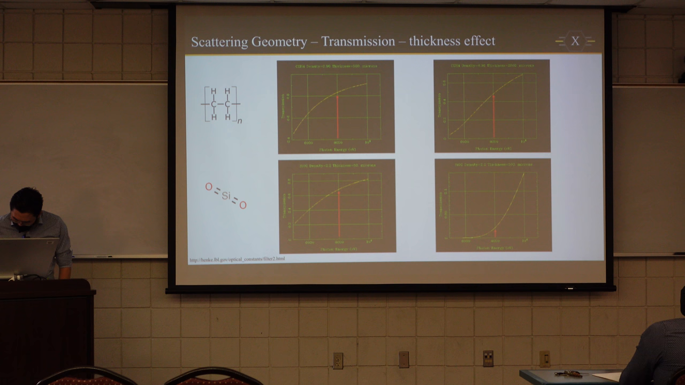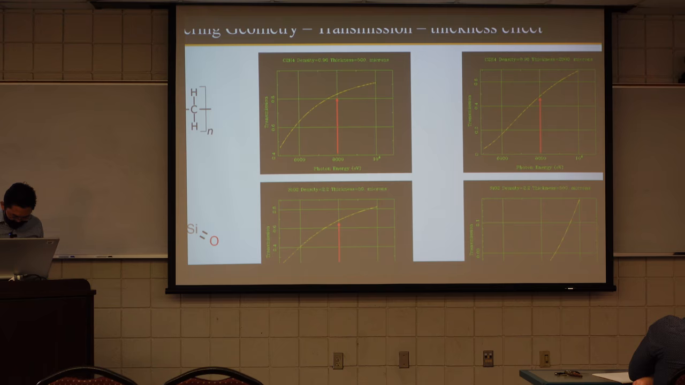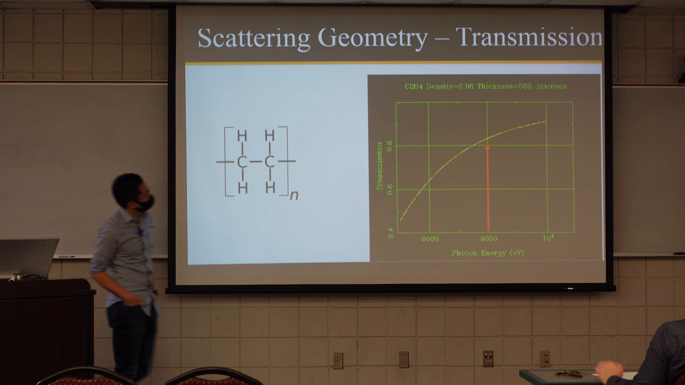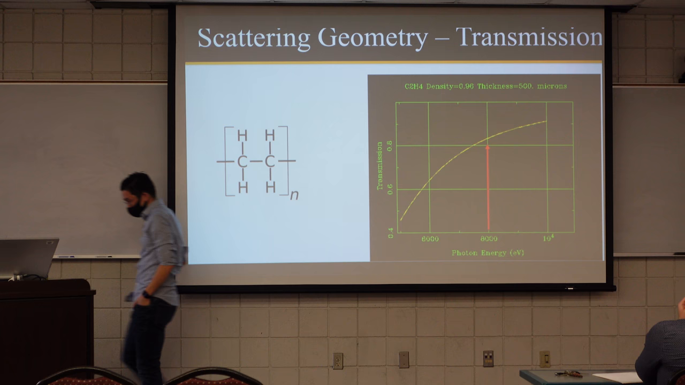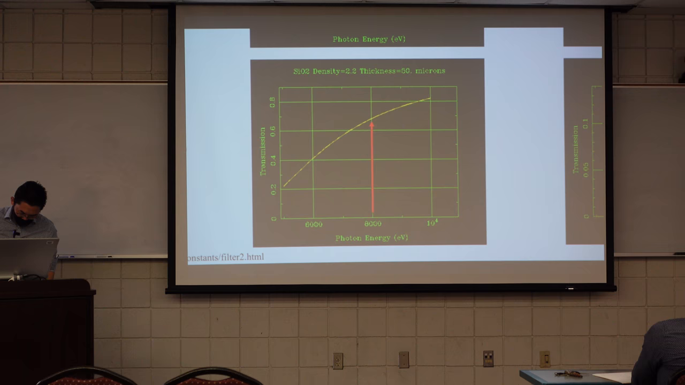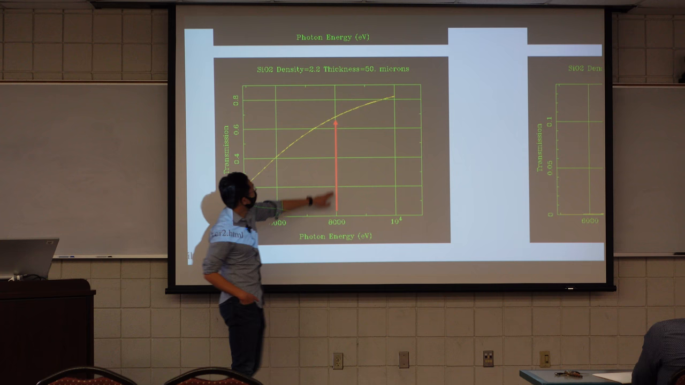This is some transmission data. I think we already saw quite a few of them, just to emphasize one more time. Polyethylene, about 500 micrometer thickness, half a millimeter, using the X-ray energy we have, we can pass about 80%, which is pretty good. For the same example, you could only pass about 50 microns to do the AXV, okay? That's about 10 times thinner, and you can only pass about 60-70%.